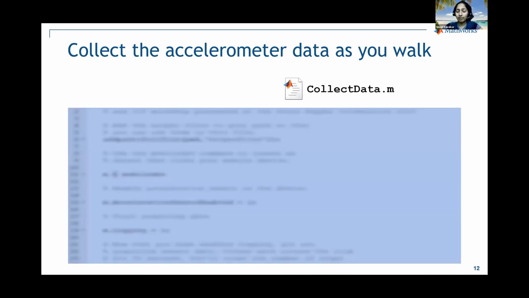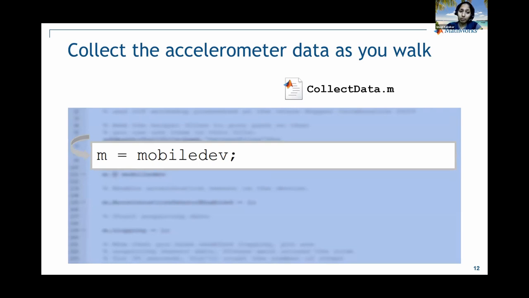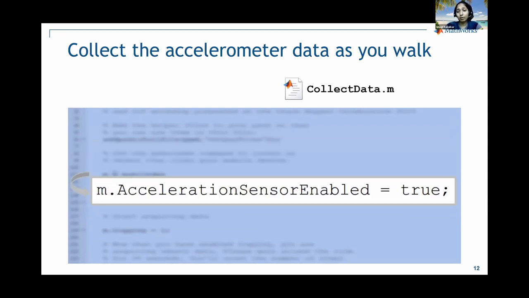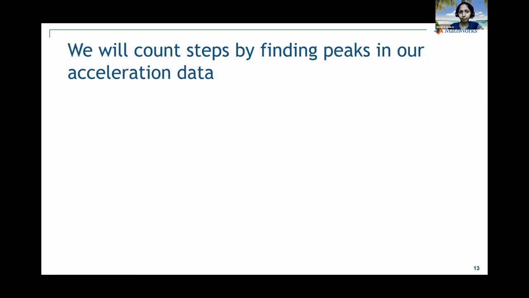Now, this file, collectData, is our helper function. You don't have to run it. I just want to show you how we are going to collect the sensor data. We will begin by creating an object called MobileDev, which will help us create a connection to the mobile device that is running the MATLAB mobile app. Next, we are going to enable the accelerometer sensor because we want to collect this sensor data.